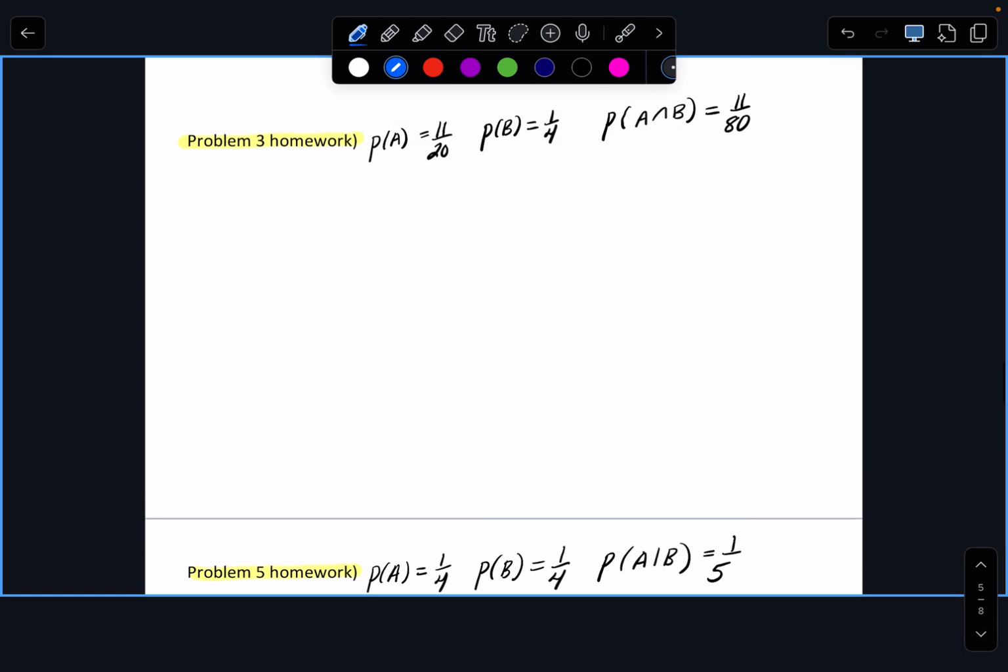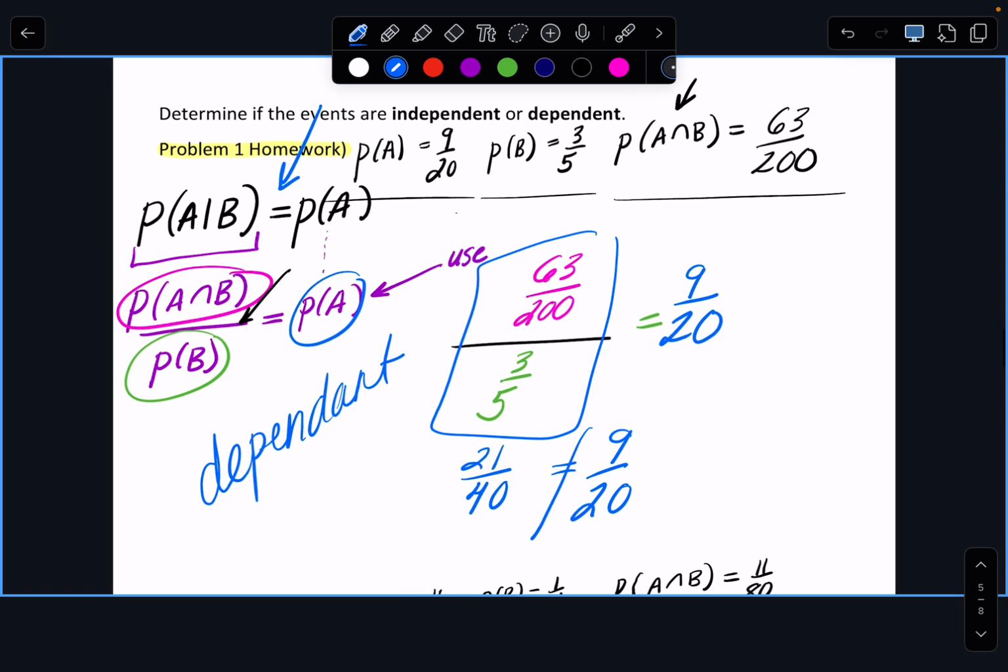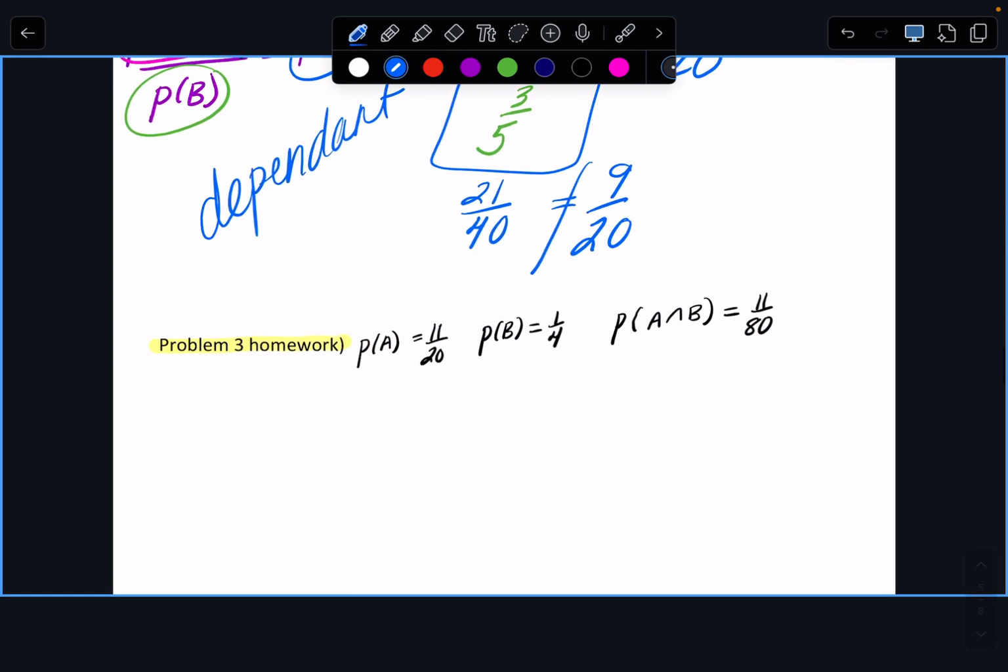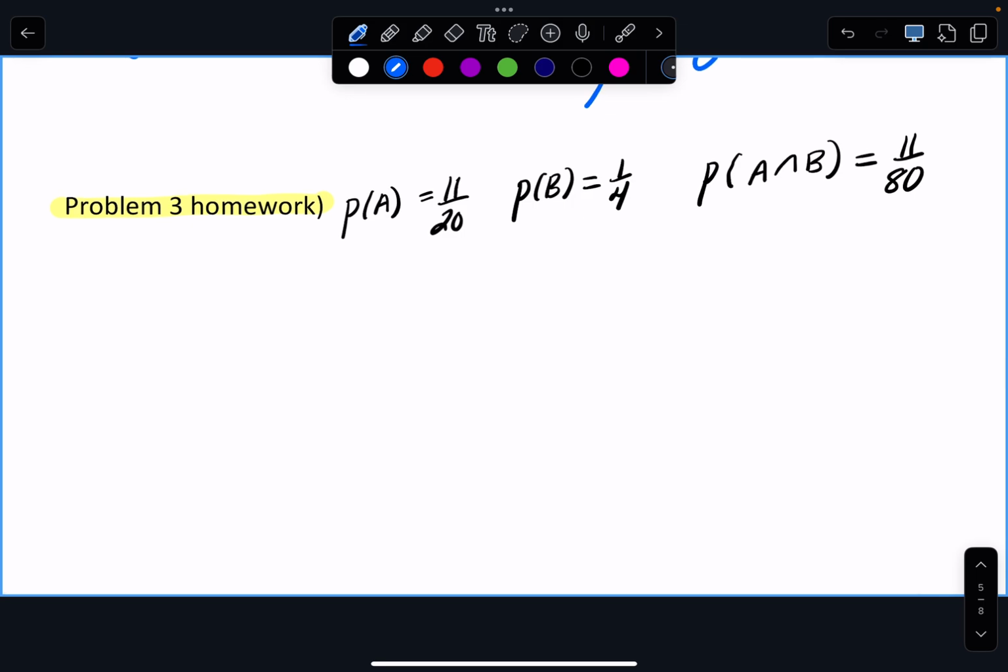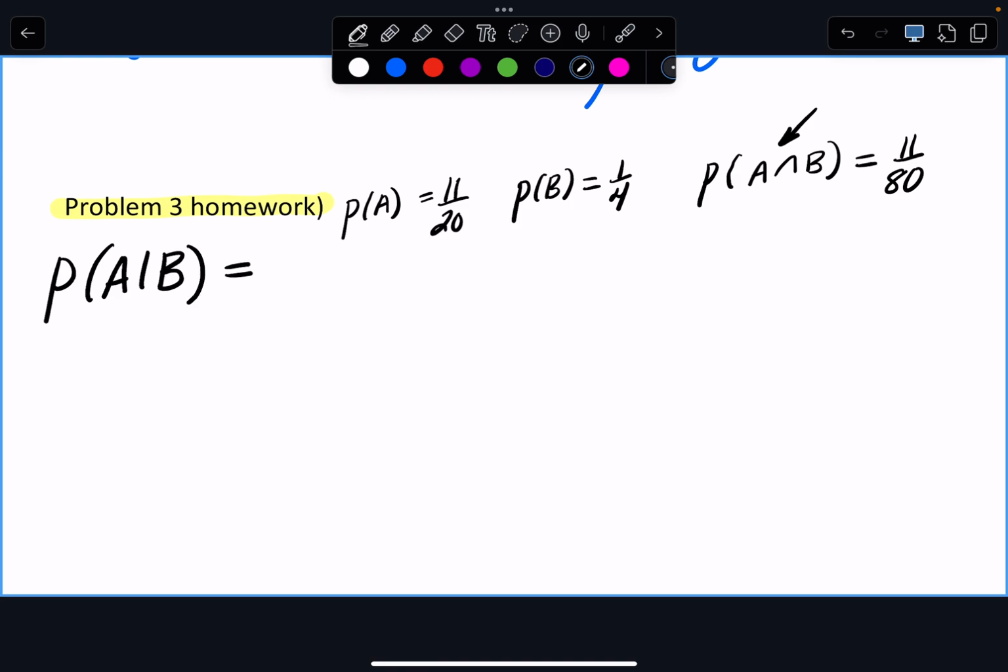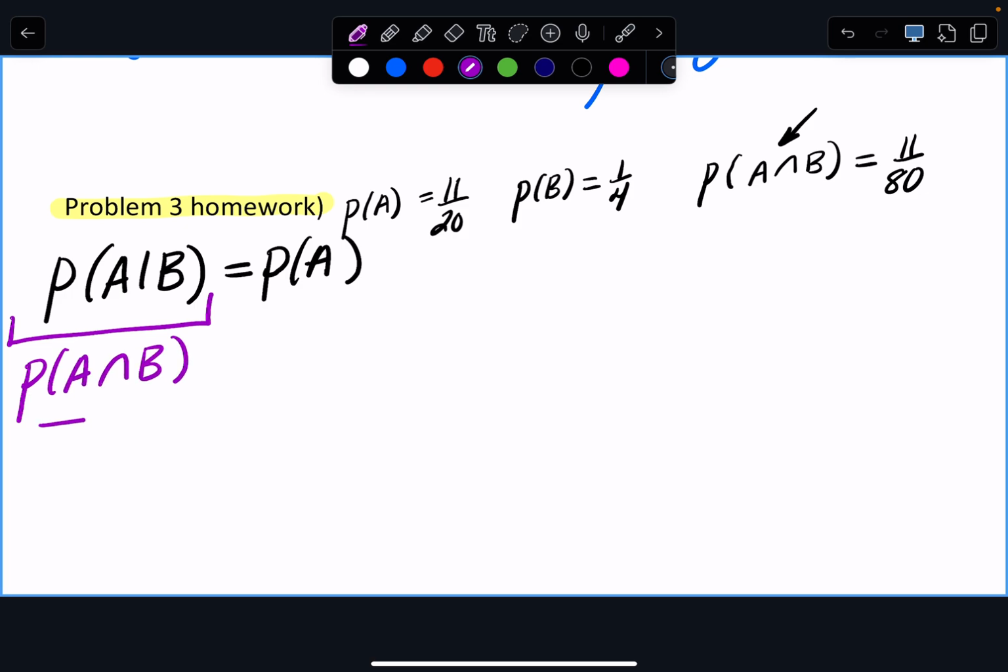So let's do another one. Okay, so once again, when I see this, I see that they've listed A first. So I'm going to go A given B. If it's independent, that will equal the probability of A. How do I know that? I've memorized it. We then write the more detailed formula of that. Probability of A intersect B divided by probability of B, which is a memorization thing, equals the probability of A.